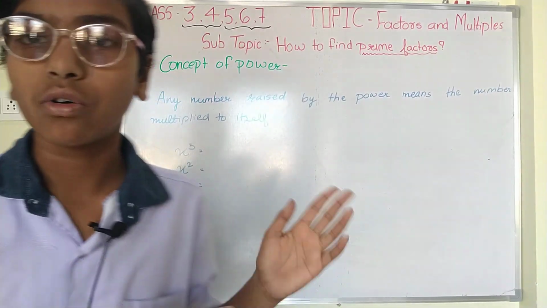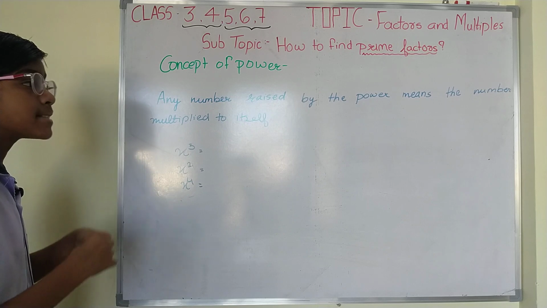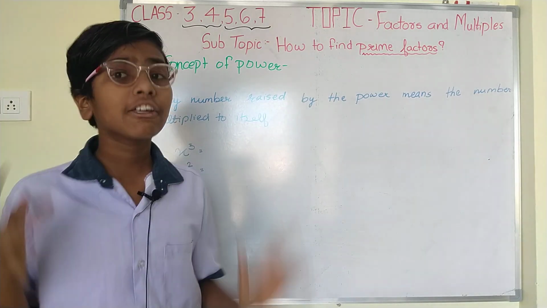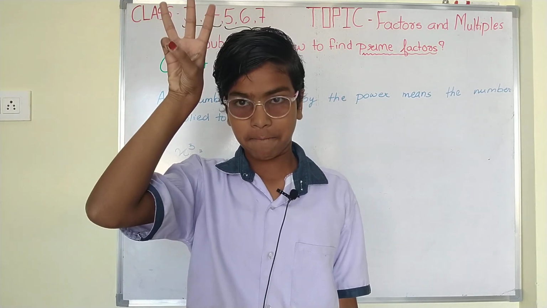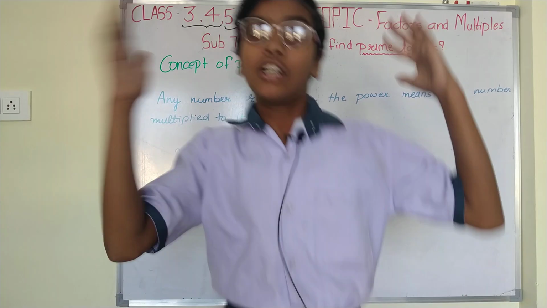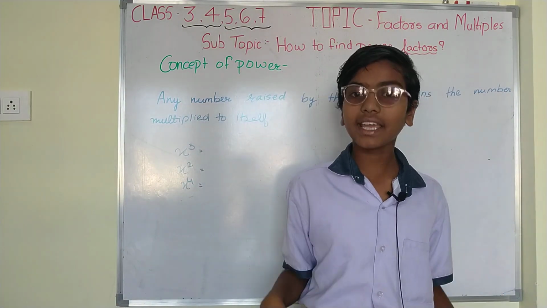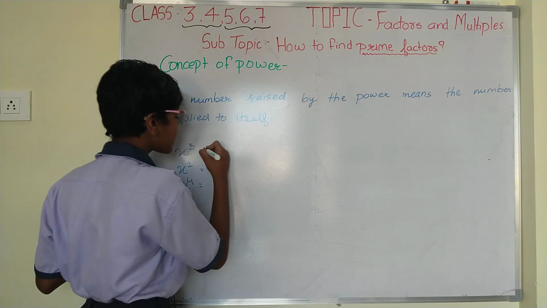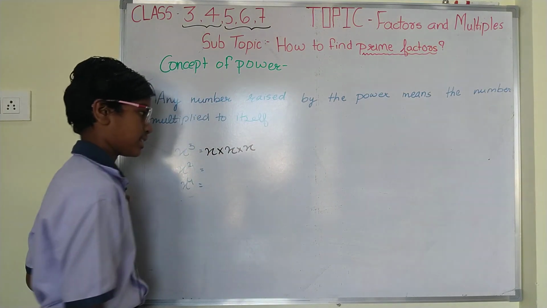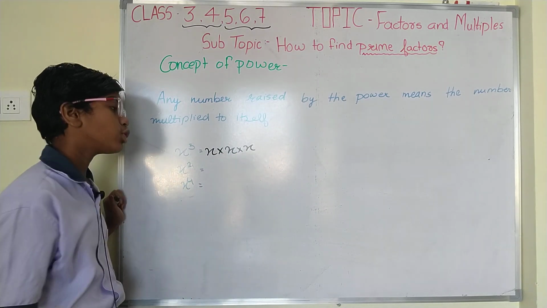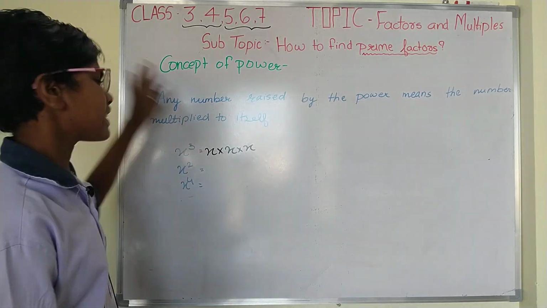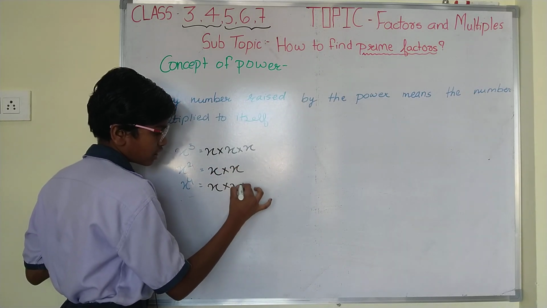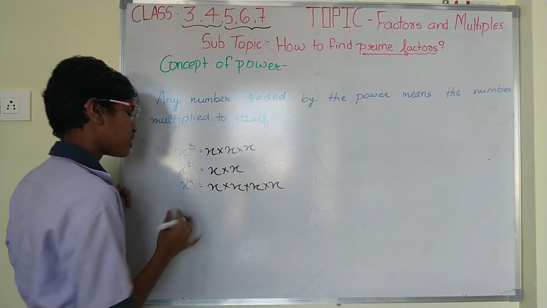So, let's understand. Any number raised by a power means the number multiplied by itself. If I raise myself to the power 3, it means I have 1, 2 and 3. So these are the powers. Let's understand it in mathematical language. X cube means x into x into x. While finding the prime factors of a number, if I get the same factor repeatedly, I'll say it's x cube directly. If I have 2 times x, I'll say x square. If I have x into x into x into x, I'll say it is just x raised by the power 4.